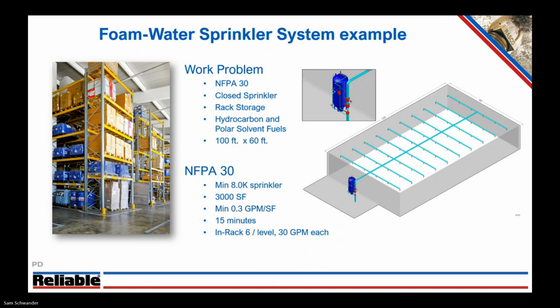And there's several different in-rack orientations and configurations that you can consider. For the sake of this example, we're going to say, out of the standard considerations, the 6 most remote heads per level of rack. So 3 levels of rack, 18 heads.